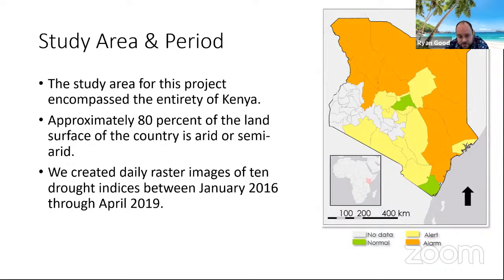All of the other counties and in any of the other colors on this map are within the 80% of Kenya's land area that's classified as arid or semi-arid. The model that I'll be discussing as part of this work was trained using data from 2012 to 2014, but accurate rasters that inform my results were only created from January of 2016 through April of 2019.